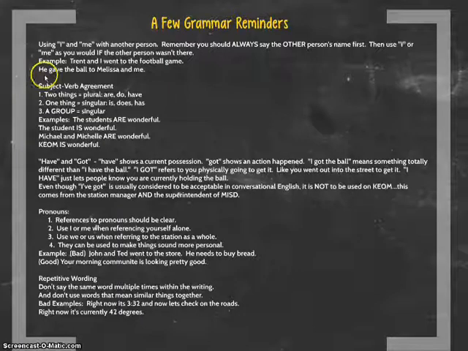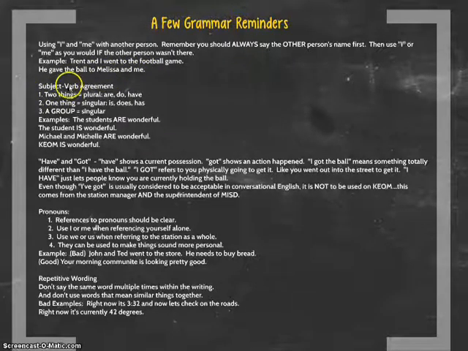Another example would be, he gave the ball to Melissa and me. I put Melissa first, and then I decide would I use I or me. He gave the ball to I, or he gave the ball to me. Since me is correct in that sentence, I would use Melissa and me.